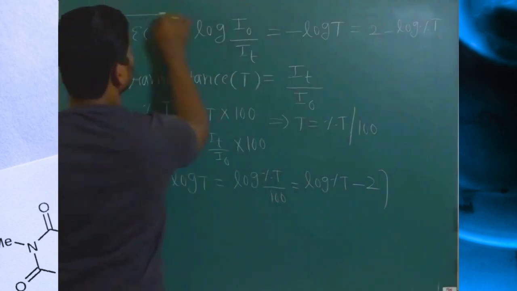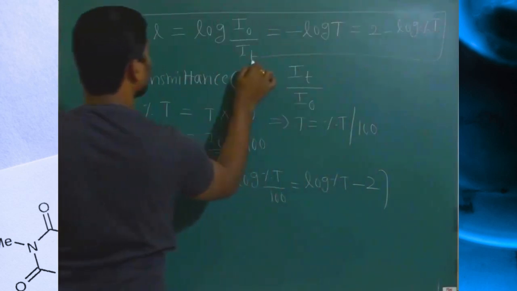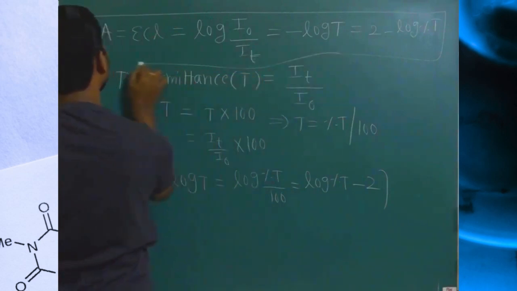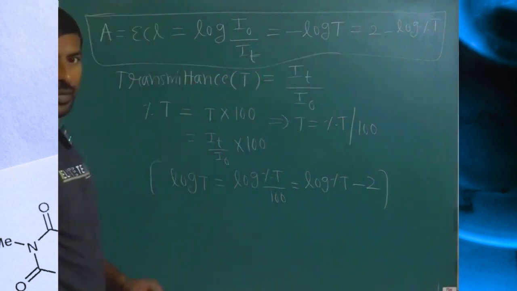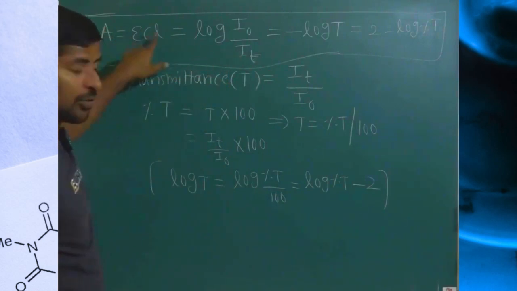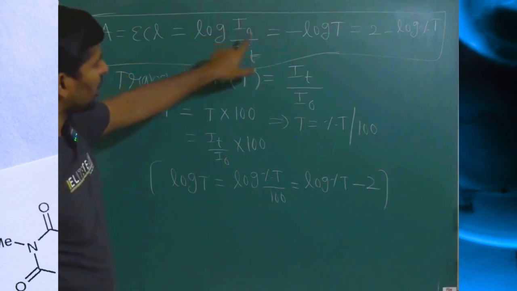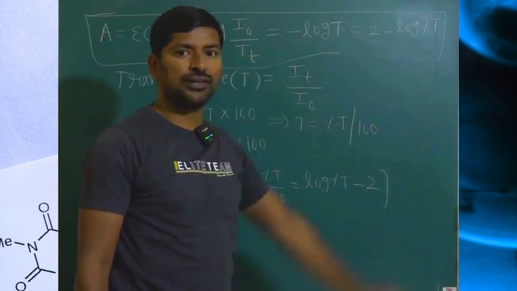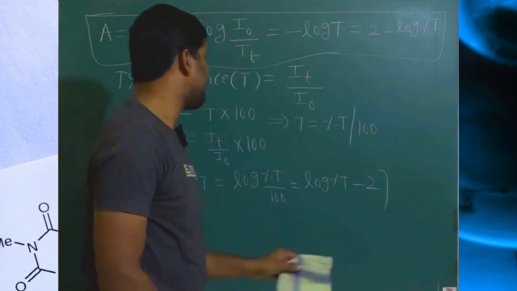So these are the various expressions we have for absorbance. Absorbance is also called optical density. Absorbance has no unit. You may remember these expressions: absorbance is equal to epsilon C L, log I0 by IT, or minus log T, or 2 minus log percentage of T.